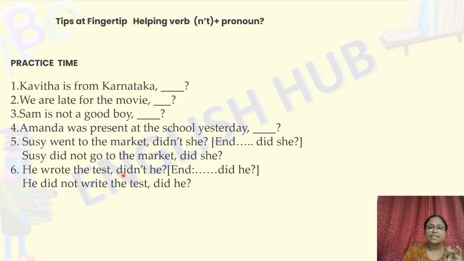Since the statement is negative, we get a positive tag, did she. So now you can see that we can end with did she. Changing the positive statement to negative, we get the same. One more question. He wrote the test, didn't he? And did he? So wrote, again split it into did and the first form of the verb, did and write. So we have changed the statement into negative, and so we get a positive question tag.